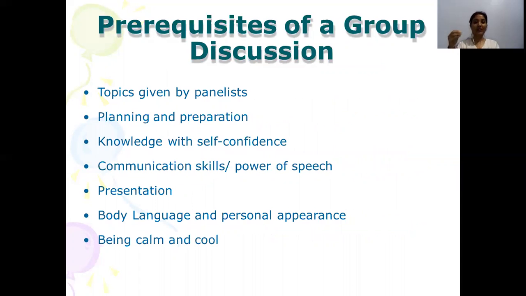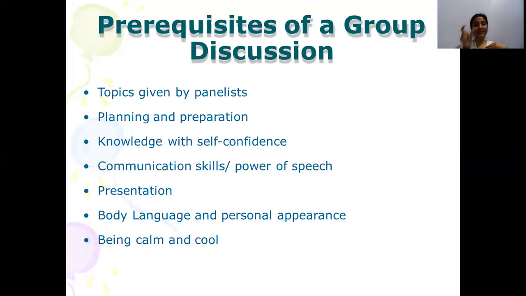So what are the prerequisites? Prerequisites means the things you need to have ready before doing a group discussion. Topics, obviously, because without a topic you cannot do a group discussion. So a topic is a must. Your planning and preparation should be there, because instantly when you get a topic to present your opinions about, you need to be well prepared at your mental level. If you don't have the knowledge, no communication will help you out.